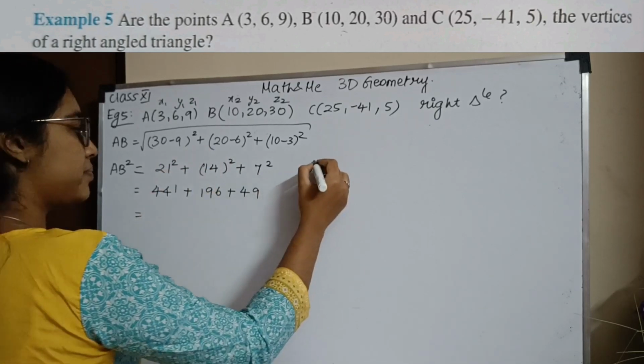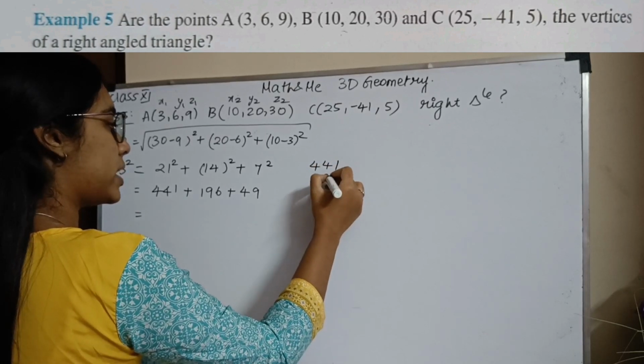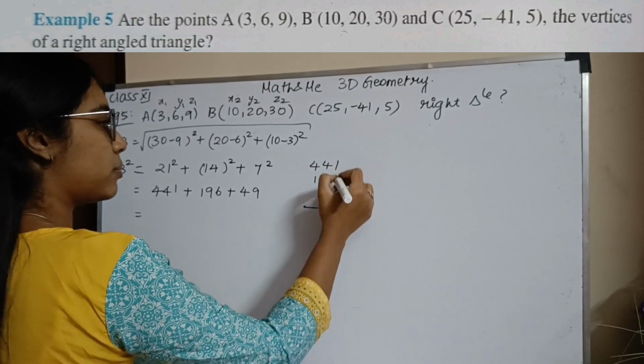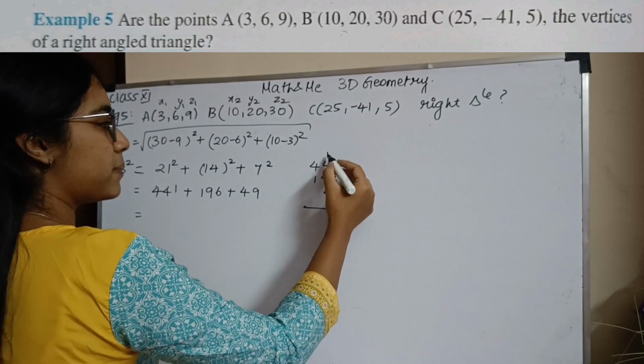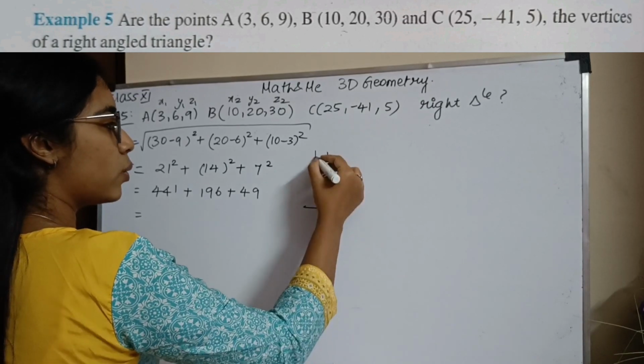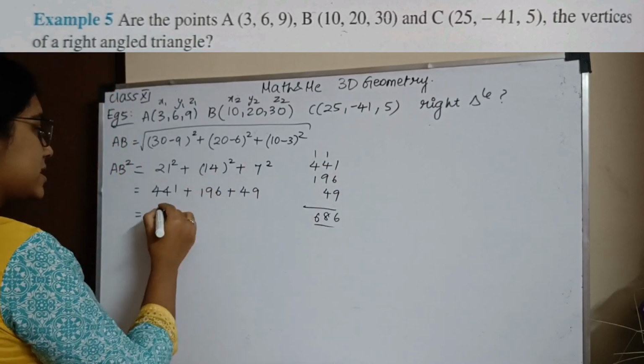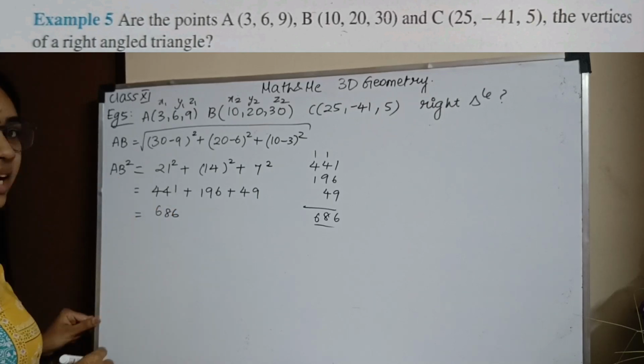So when I add them, what comes? 441, 196, 49. 9 plus 1, 10, 16. 9 plus 1, 10. 10 plus 8, 18. 1, 4, 5, 6. 686. So this will be my AB square.